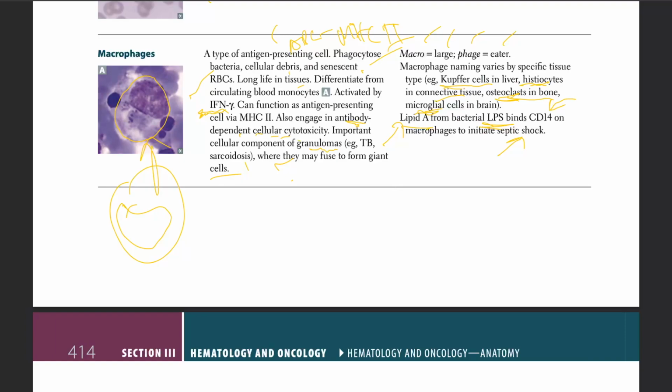So what was the function of this cell? Once it gets activated by interferon gamma, first it's doing antigen presentation, APC. Second, it's doing phagocytosis. Third, it's doing cytokine production. And it is also doing granuloma formation. That's all for the macrophages.